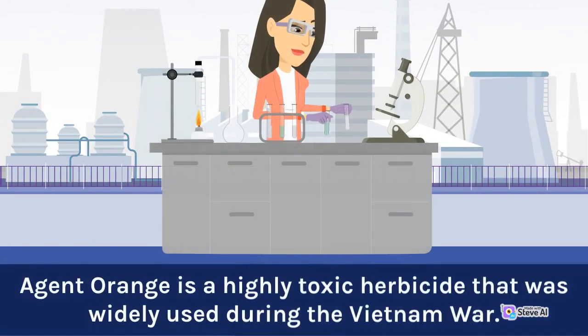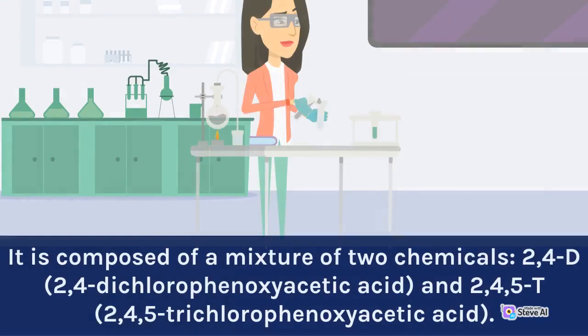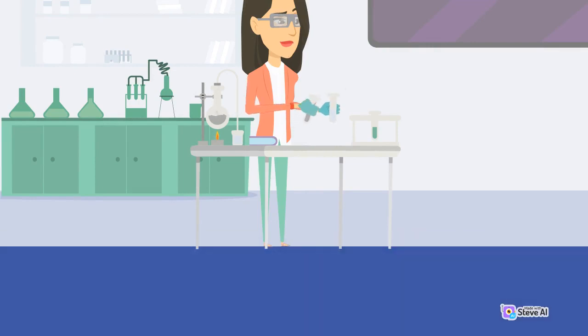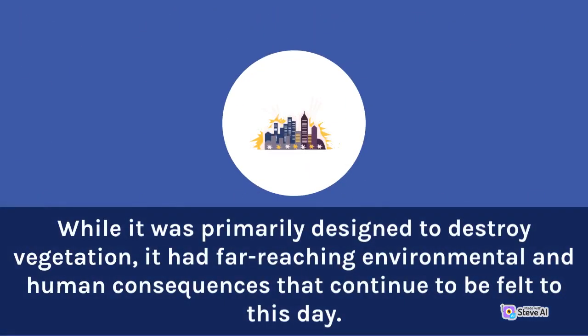Agent Orange is a highly toxic herbicide that was widely used during the Vietnam War. It is composed of a mixture of two chemicals, 2,4-D, 2,4-dichlorophenoxyacetic acid, and 2,4,5-T, 2,4,5-trichlorophenoxyacetic acid. While it was primarily designed to destroy vegetation, it had far-reaching environmental and human consequences that continue to be felt to this day.